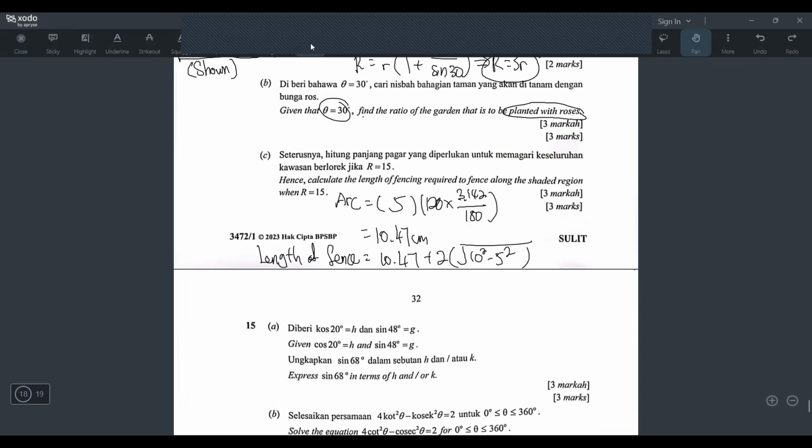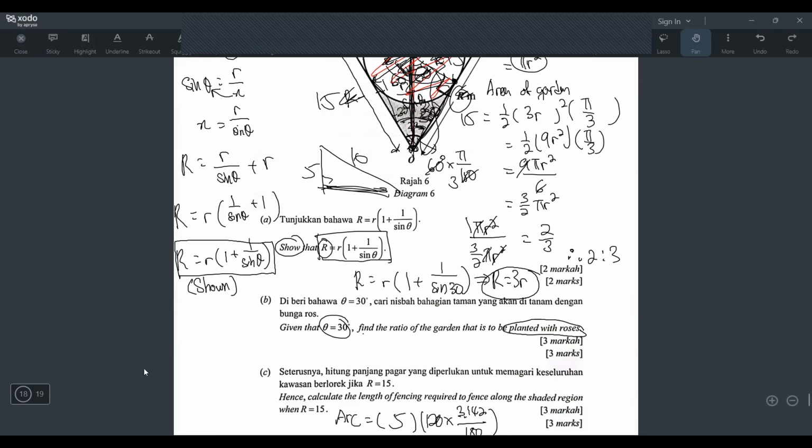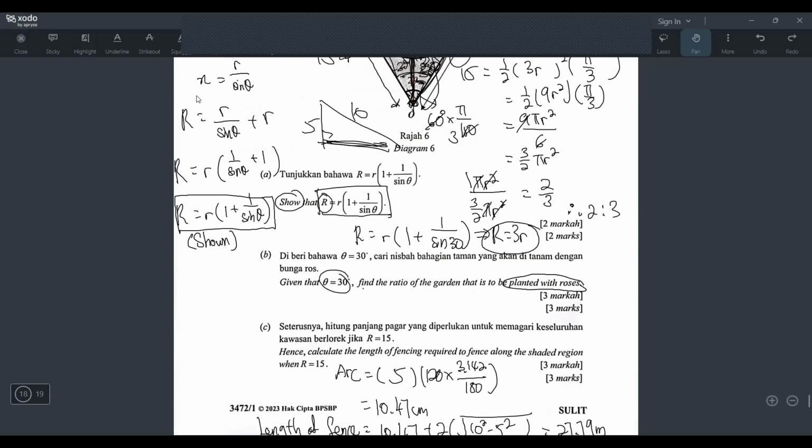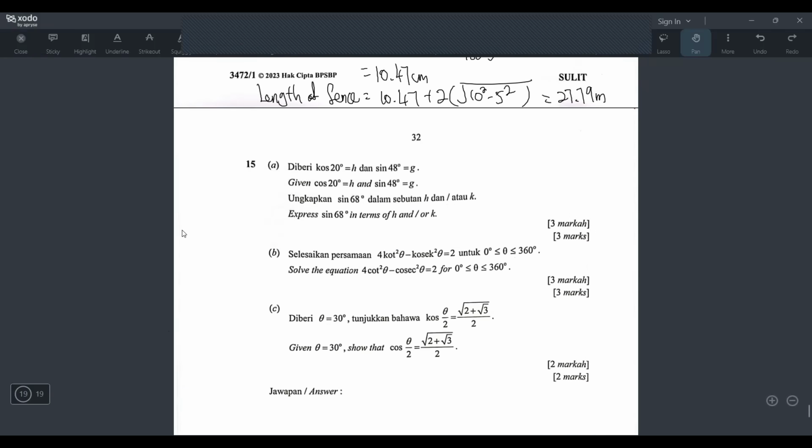Okay, let's write here. So let's press the calculator. 10 square minus 5 square. The calculator gives me 75, but you have to square root the answer and then times 2. And after you times 2, you have to add 10.47. My calculator gives me the final answer of 27.79. But the unit is meter, I think, because everything is in meter. So that's okay.